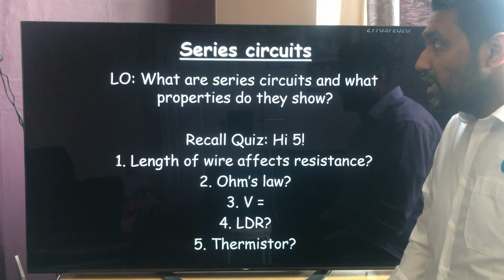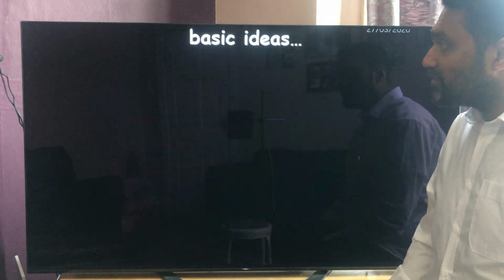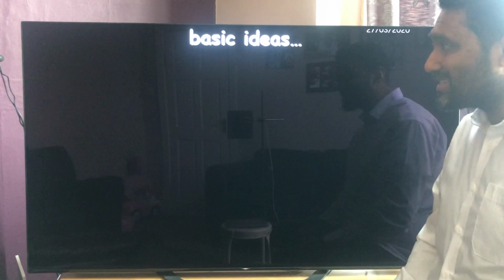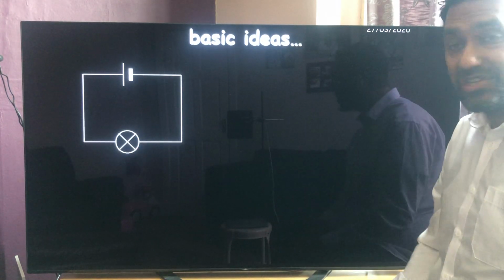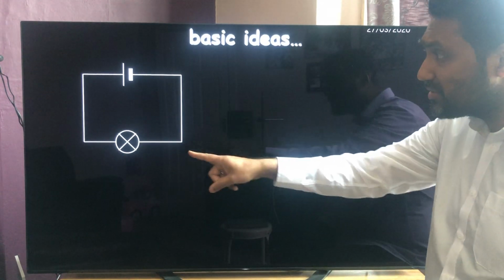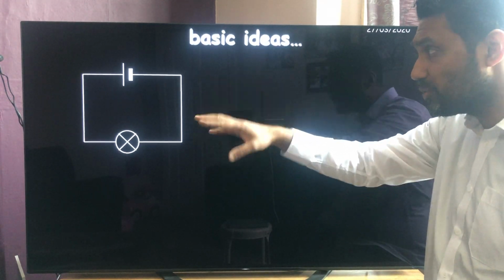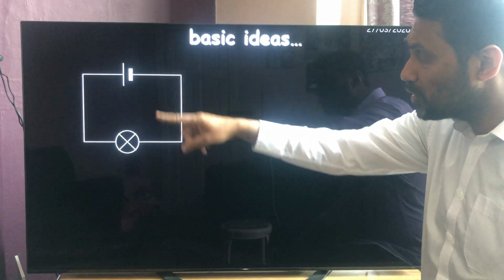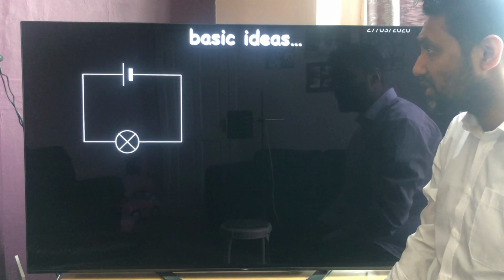So, what are series circuits then? Actually, let's look at some basic ideas very quickly. A series circuit is just a circuit with just one loop. There's just one loop there, there's no other branches coming off it. So one loop is known as a series circuit.